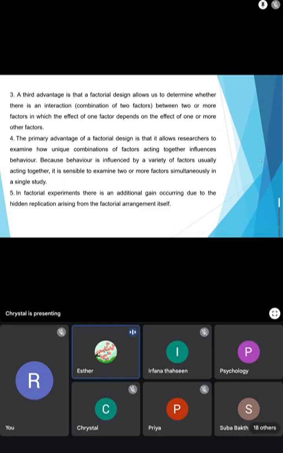So how many types are there, sir, for factorial design? That's what I just told. It's four types basically. Just to confirm: higher order, factorial, mixed.